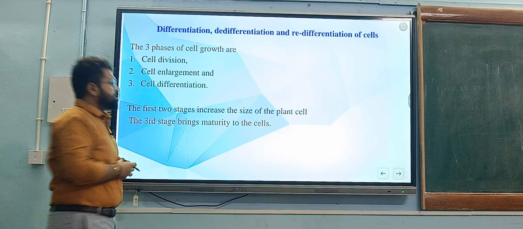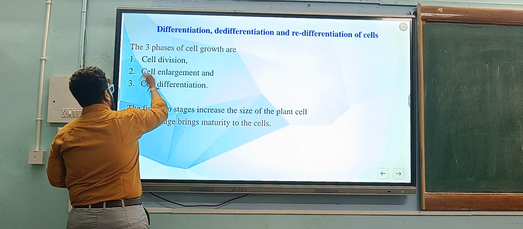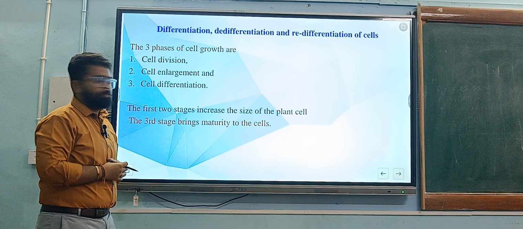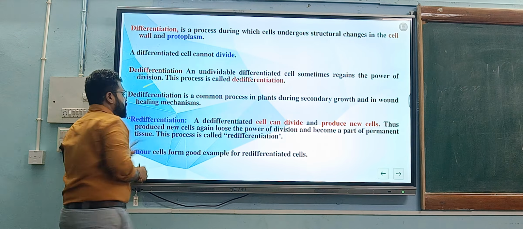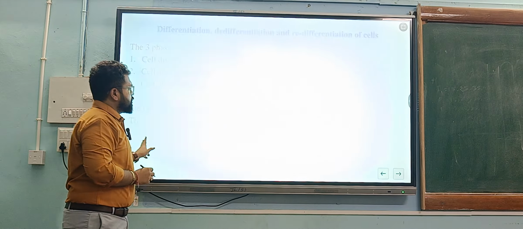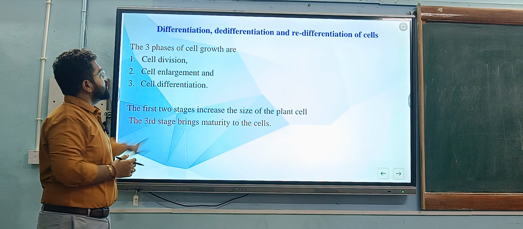The first 2 stages increase the size of the plant cell. Cell division and cell enlargement increase the size of the plant cell, whereas the third stage, cell differentiation, brings maturity to the cell.